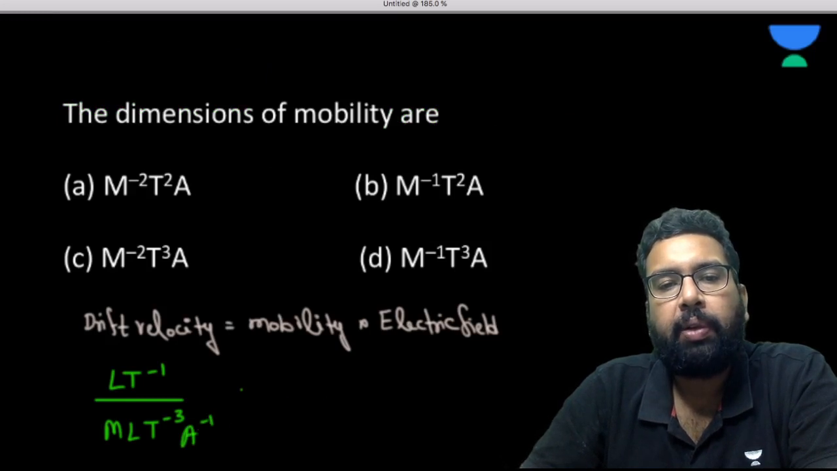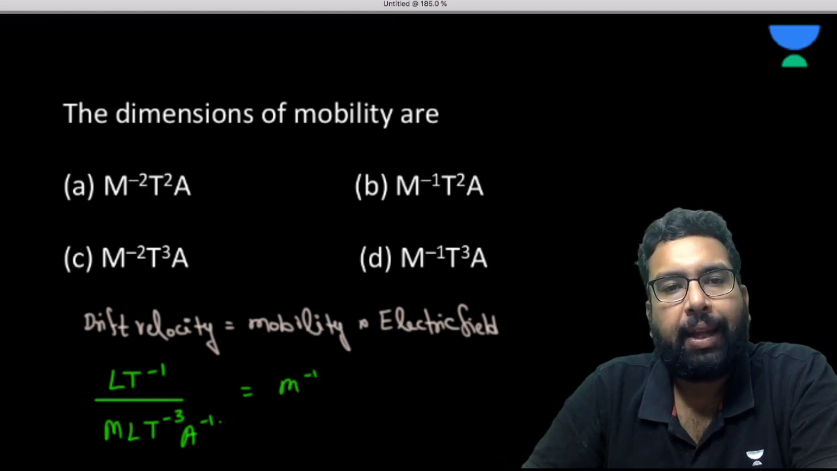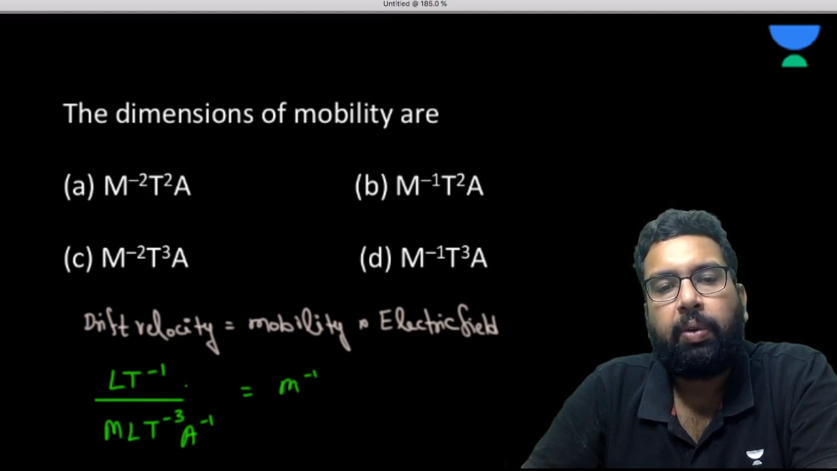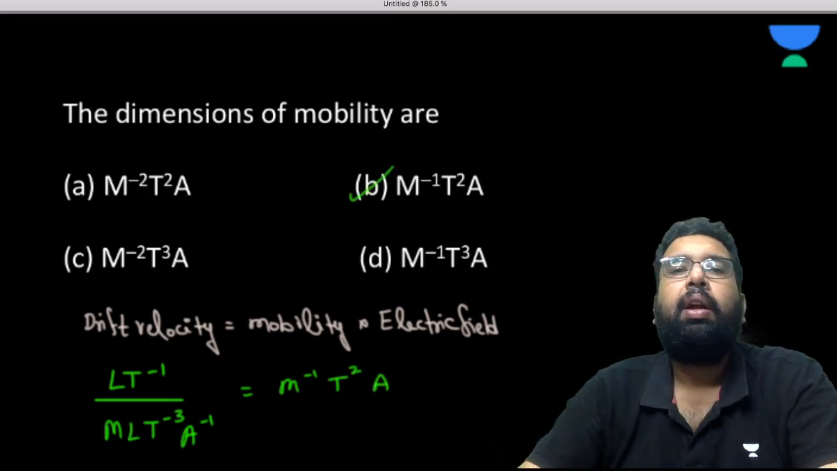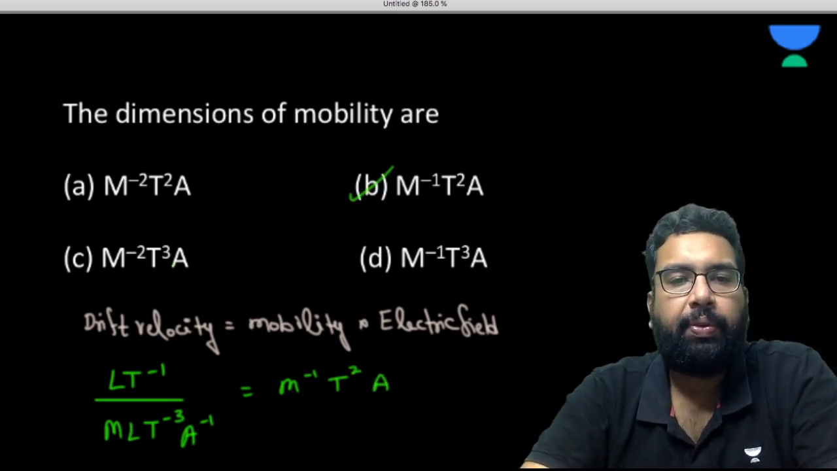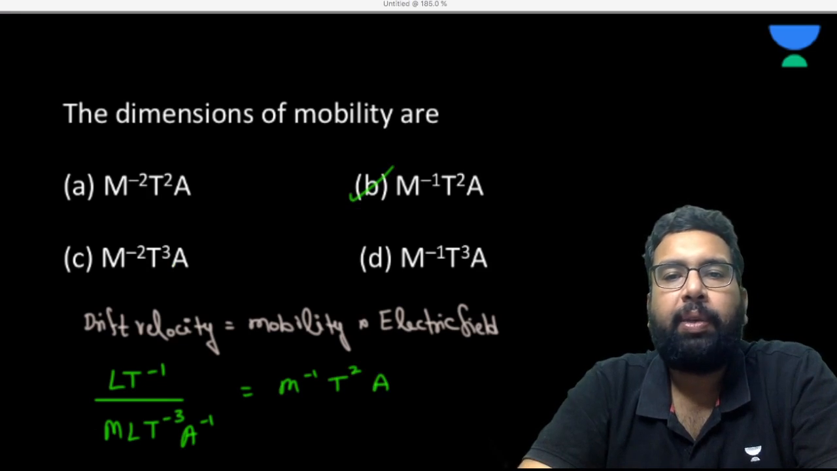So what is going to be the option? It is going to be M minus 1, and there is no L, and T, so it will become T square and A. So what is the option? Option is B. I hope it is fine to everyone. Right?